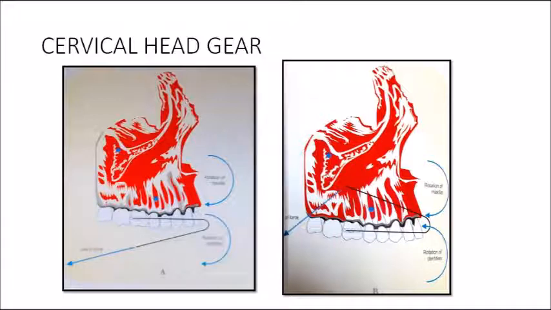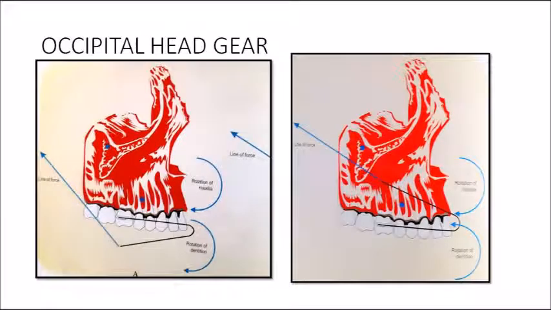So please understand that when you are giving a cervical headgear and if the line of force is always below the center of resistance, then the dentition as well as the skeleton will move in a clockwise manner. But if you give a line of force which is above the center of resistance, then it can produce an anti-clockwise rotation. Now it's about the occipital headgear, the biomechanics of the occipital headgear.